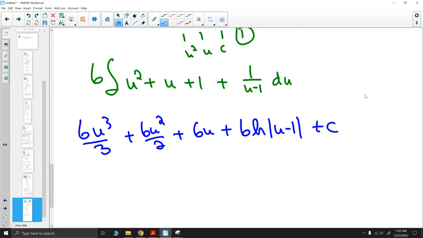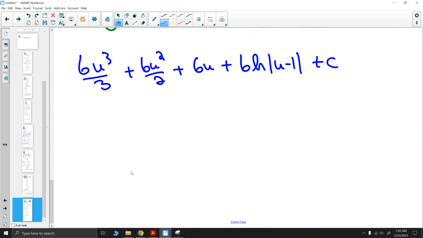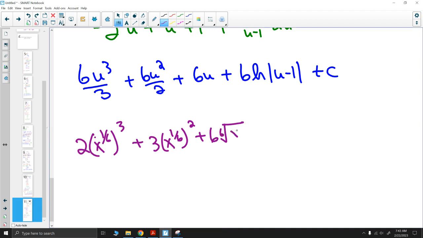As a reminder, u was the 6th root of x. So this would be 6 and 3 makes 2, the 6th root. So that would be 2 times x to the 1/6 cubed plus 3 x to the 1/6 squared plus 6 times the 6th root of x plus 6 natural log of x to the 1/6 minus 1 plus c.